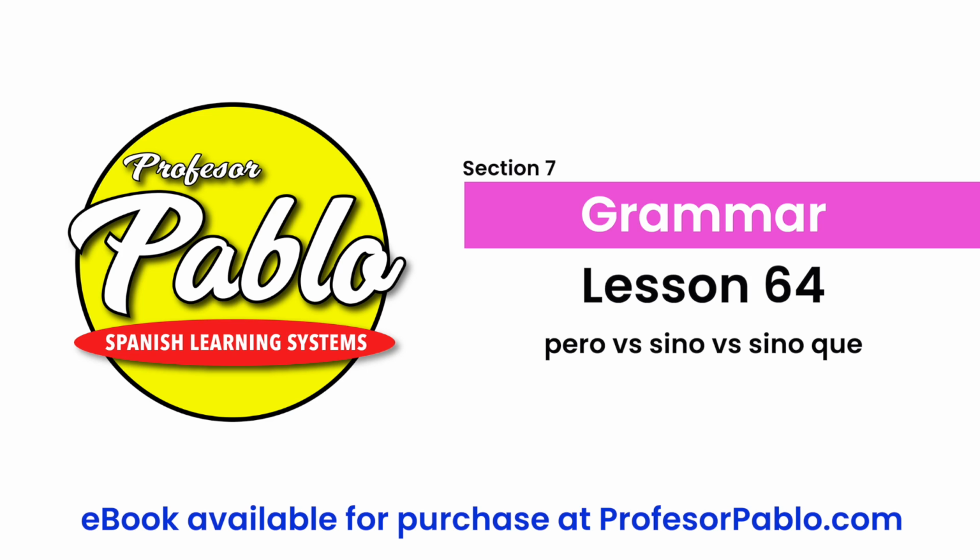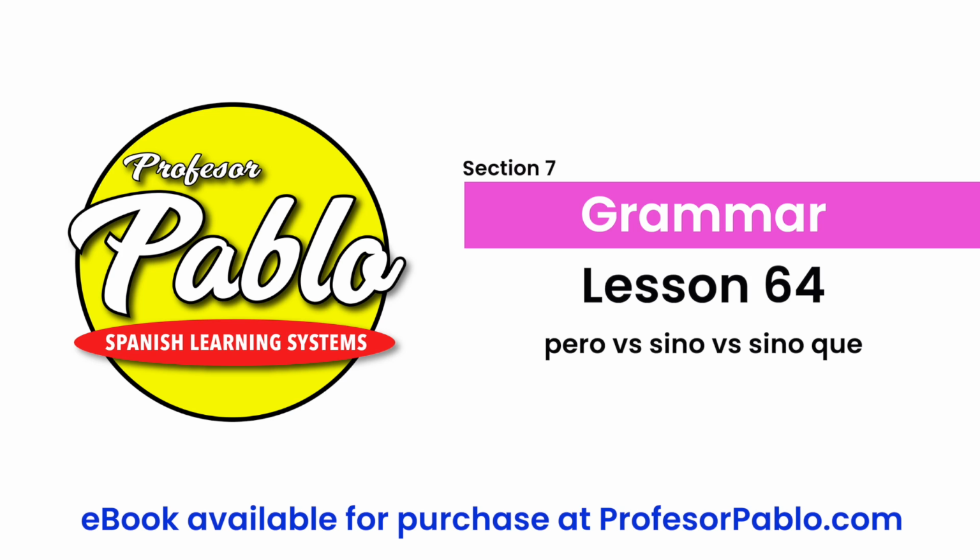So in a sino sentence, the second part of the sentence sets the facts straight. The first part of the sentence is something that you're not going to do. It's not going to happen. The second part of the sentence is what is going to happen. That's why we go with a minus and a plus sign. In a sino que sentence, once again, the second part of the sentence sets the facts straight, corrects the first part of the sentence.